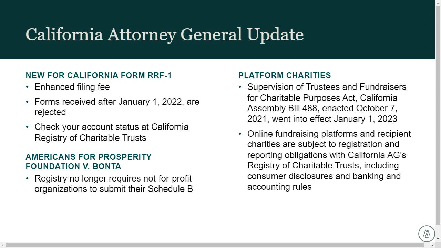And recently, the California AG passed the fundraising platforms law, saying that starting 1/1/2023, organizations who use online fundraising platforms such as GoFundMe are subject to additional registration and reporting obligations with the California Attorney General's office. But according to their website, the registration and other requirements for this new law have been delayed to January 2024 because the AG is still working on the proposed regulations.